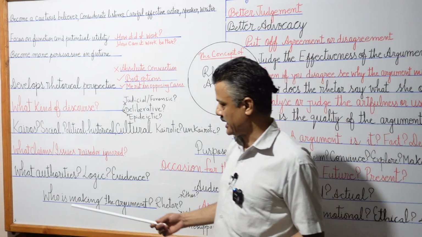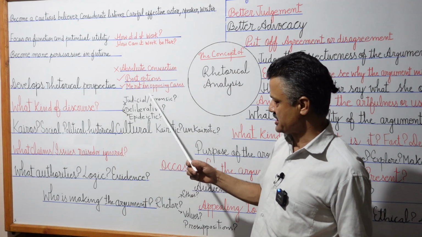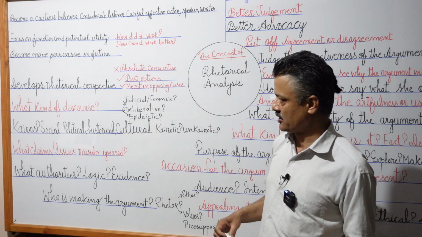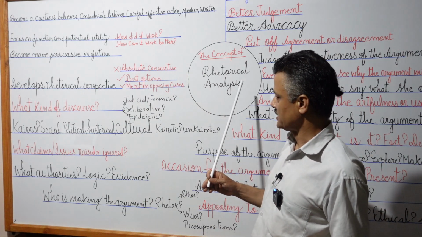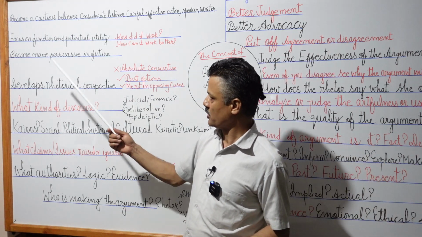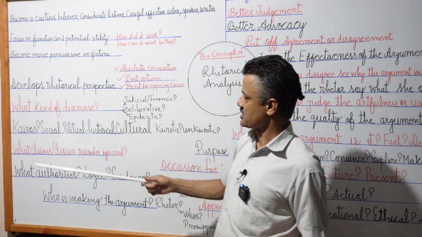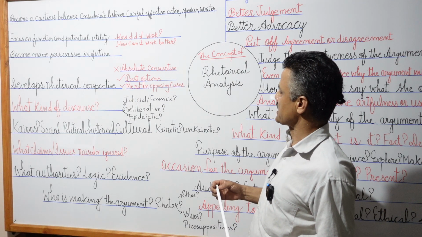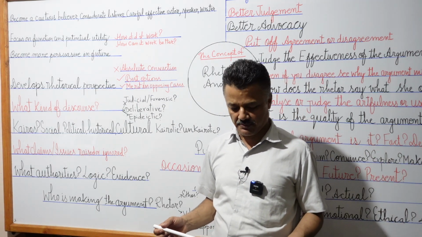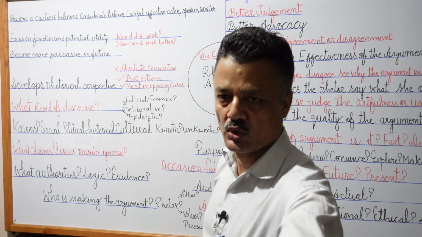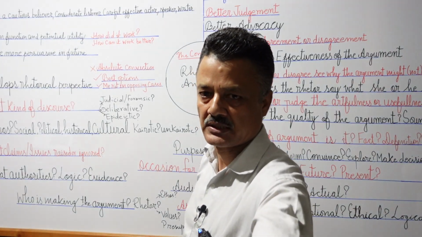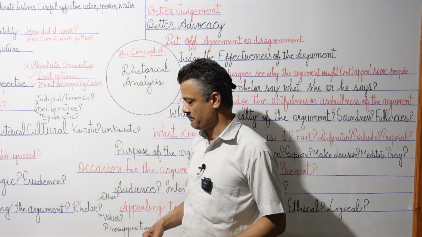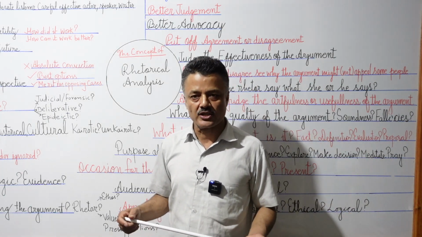Then what kind of discourse? Judicial, deliberative, epidictic. Then we said that we have to develop rhetorical perspective, and we finally said rhetorical analysis makes us more persuasive, and it makes us cautious believer, considerate listener, careful and effective actor, speaker and writer. Maybe I spoke very fast, but my purpose was just to make you familiar, and I hope that you will Google yourself, you will use your own resources, and I believe that my video will motivate you to study further.